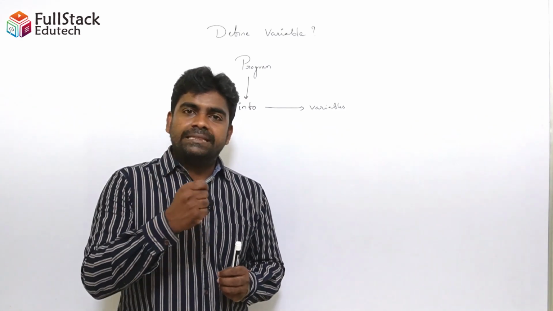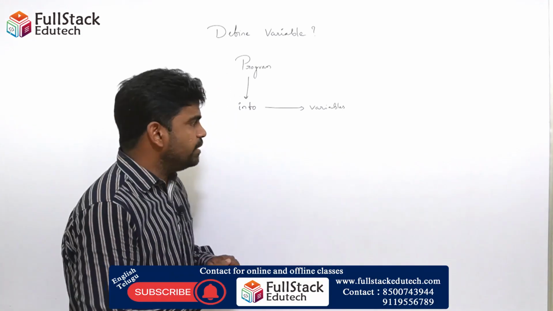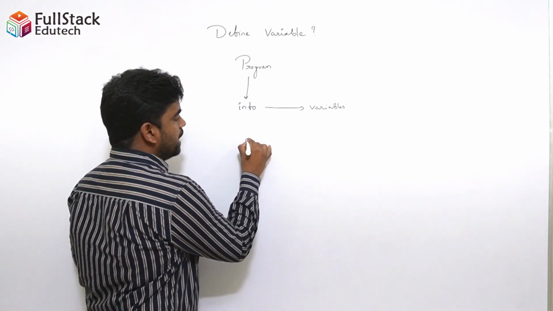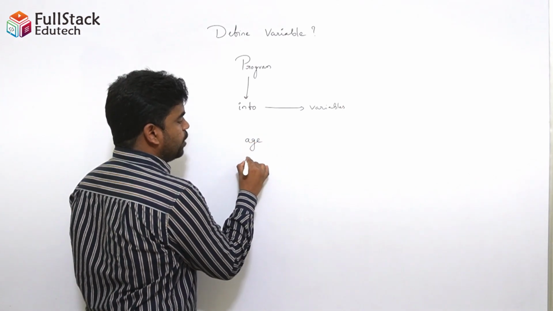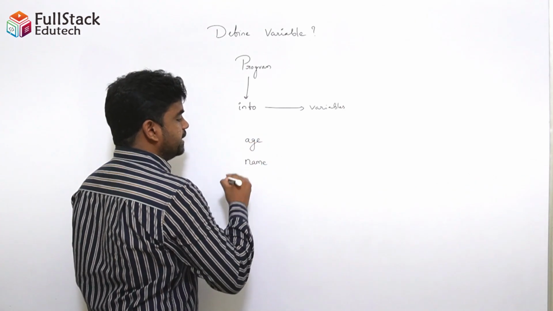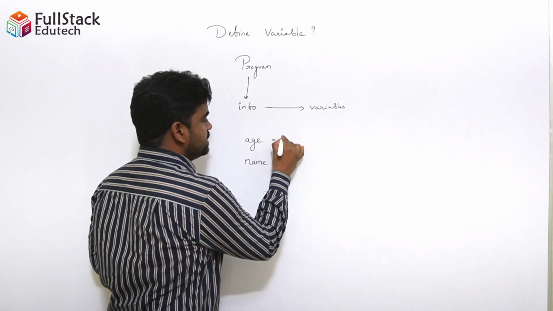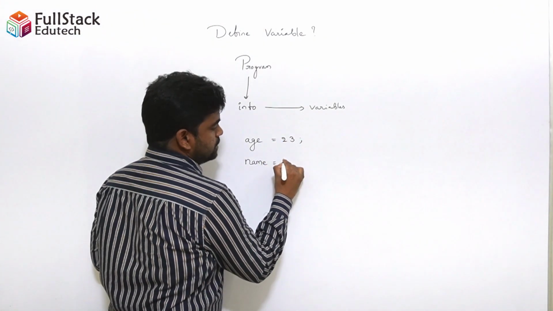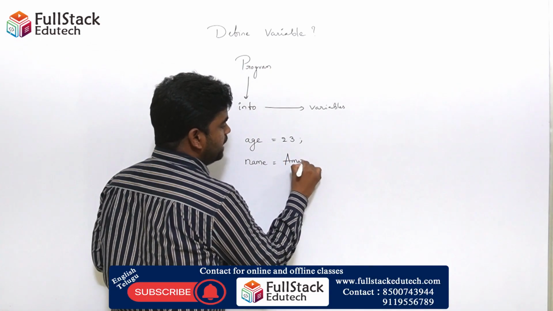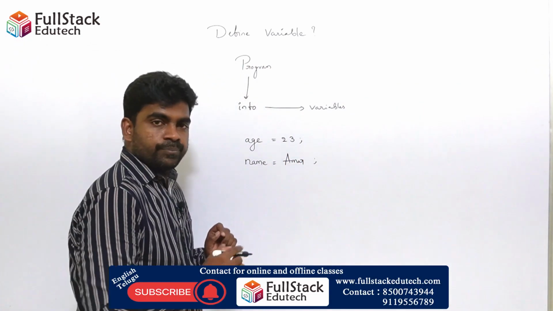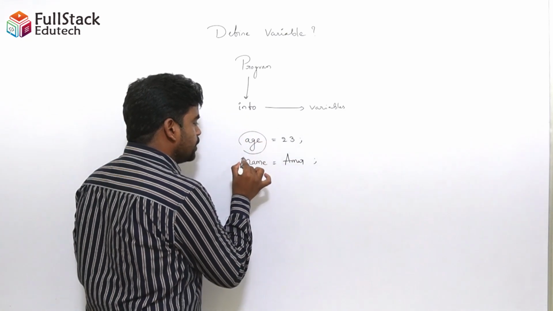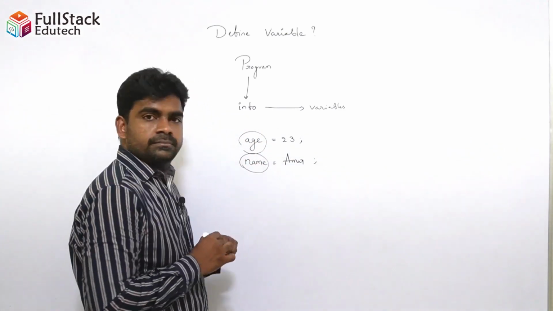How can we store these details? Just a simple one. I want to store the age of a student, or I want to store the name of a student. How can we store the information? Suppose age is 23. Suppose name is Amar. How can we store this information? Using the concept called variable.